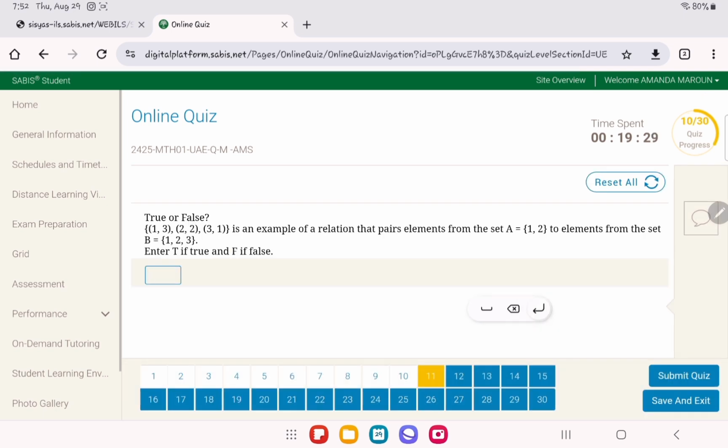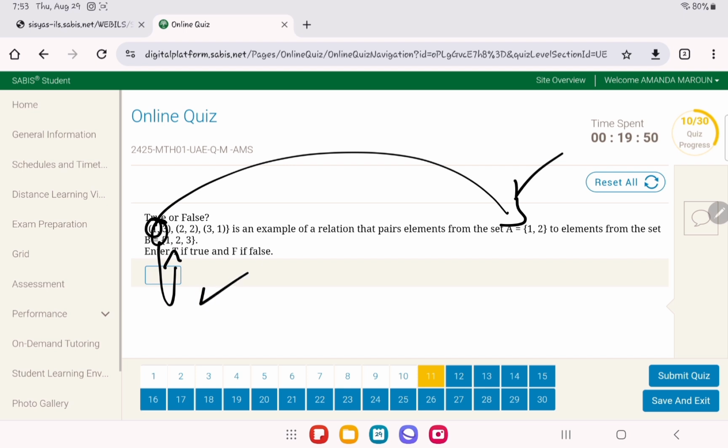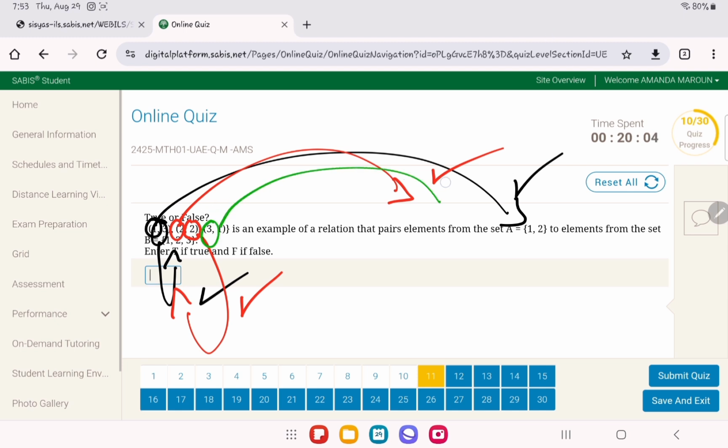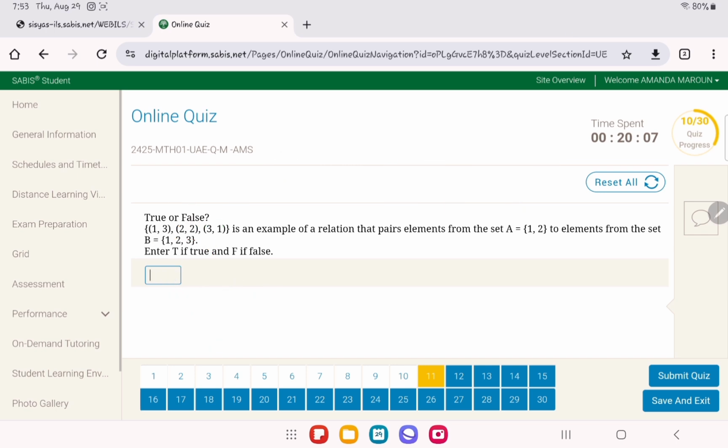Now, true or false? 1, 3, 2, 2, 3, 1 is an example of a relation that pairs elements from the set A to the elements from the set B. Let us see. 1. Is there a 1 in set A? Yes. 3. Is there a 3 in set B? Yes. Okay. 2. Is there a 2 in set A? Yes. 2. Is there a 2 in set B? Yes. Now here. 3. Is there a 3 in set A? No. If you have one no, then directly the answer is false.